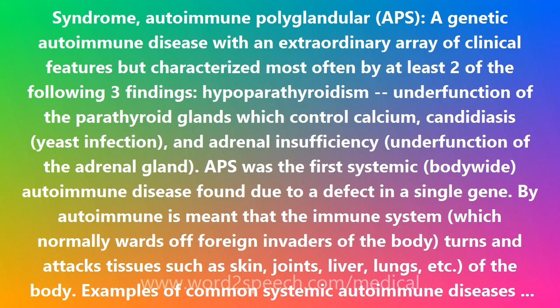Other features of APS are total baldness, alopecia totalis, inflammation of the cornea and whites of the eye, keratoconjunctivitis, underdevelopment, hypoplasia of the enamel of the teeth, childhood-onset mellitus, yeast infection, juvenile-onset pernicious anemia, gastrointestinal problems, malabsorption, diarrhea, and chronic active hepatitis.